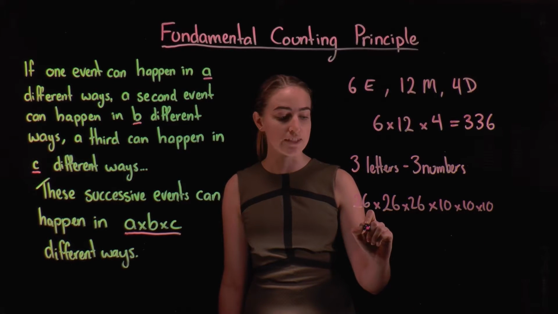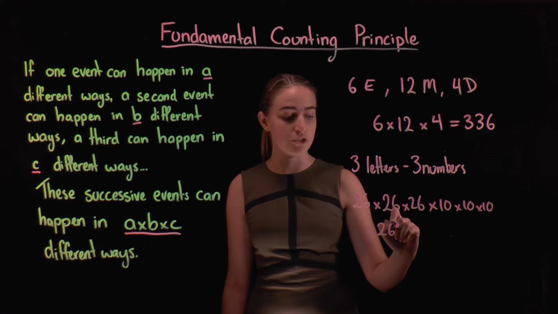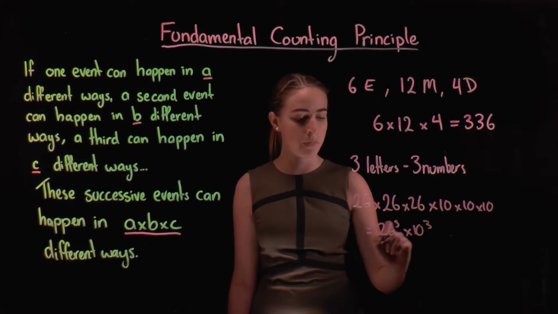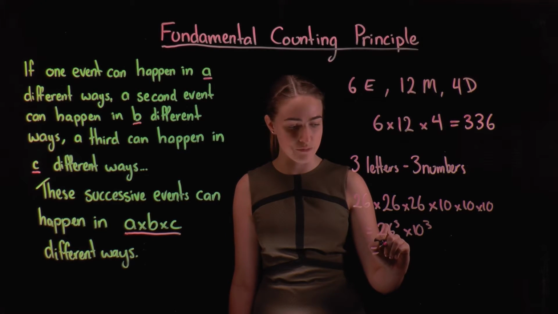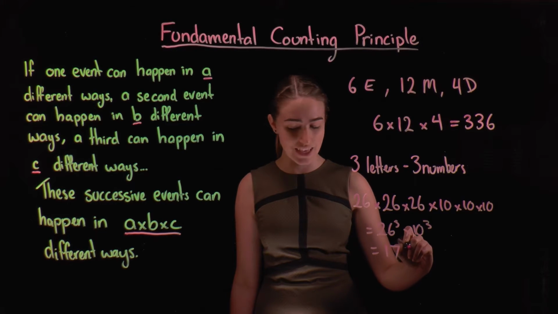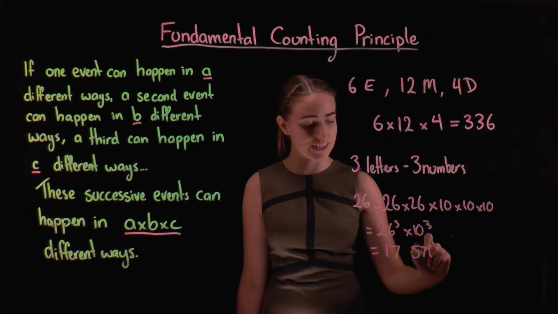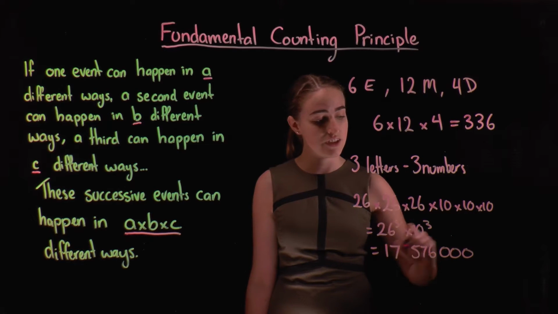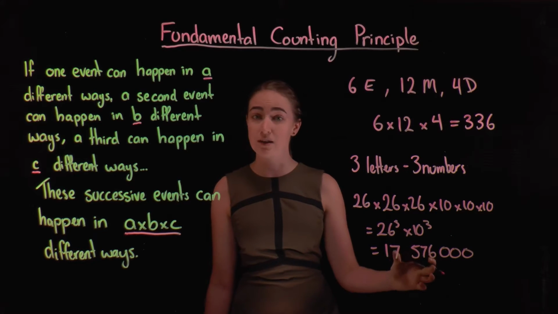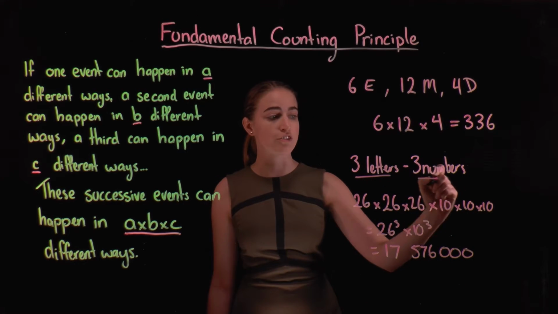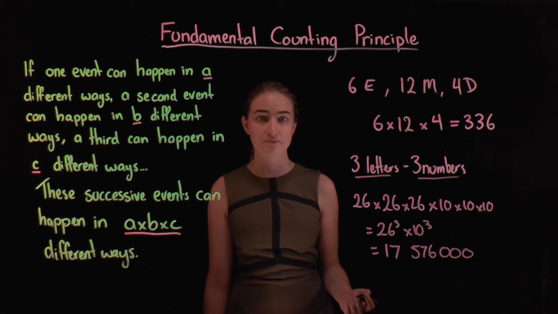Now we could simplify that down. We could just write it as 26 cubed times 10 cubed. And that would tell us that we have a possible 17,576,000 different license plates, number plates, with that combination of 3 letters followed by 3 numbers.